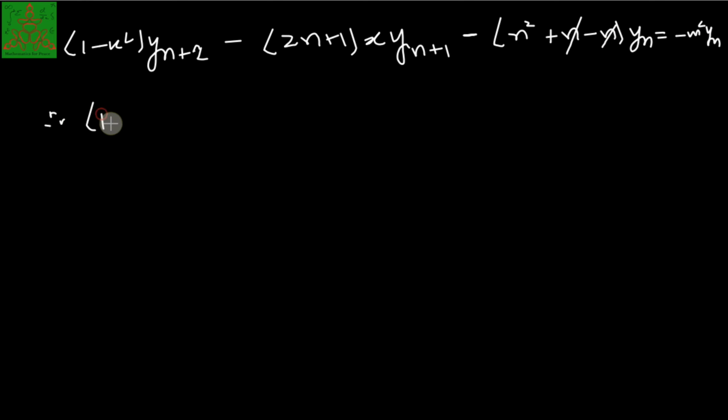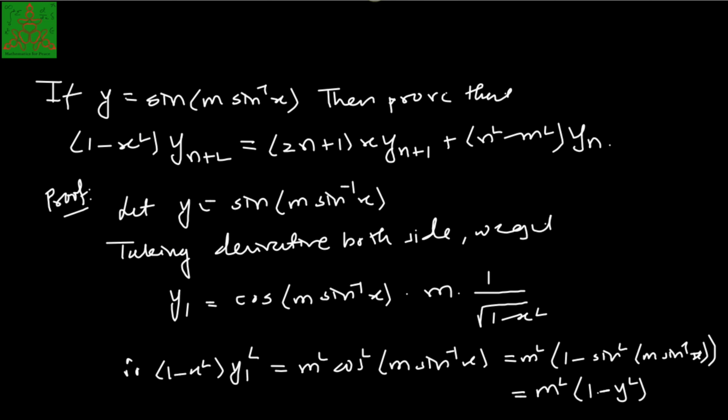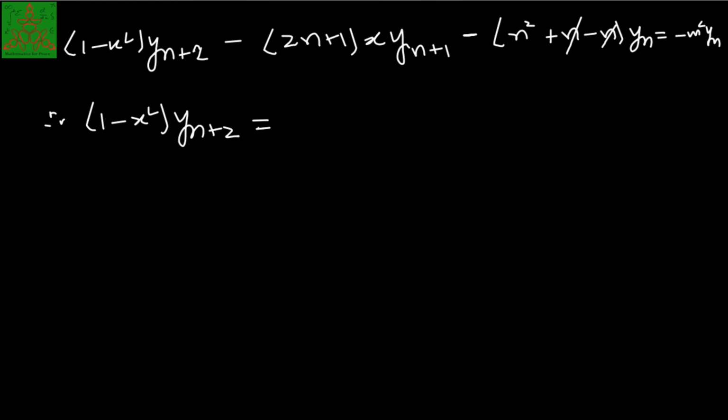So finally what we get is 1 minus x square yn plus 2. I will take all the things on the other side, because the expression I have to prove is this: 2n plus 1 x yn plus 1, n square minus m square. So we'll have 2n plus 1 x yn plus 1 if I take this quantity on the other side, or I will add this quantity both sides. And also here if I add n square yn, then it is plus n square minus m square yn. This will be the final answer you will have.